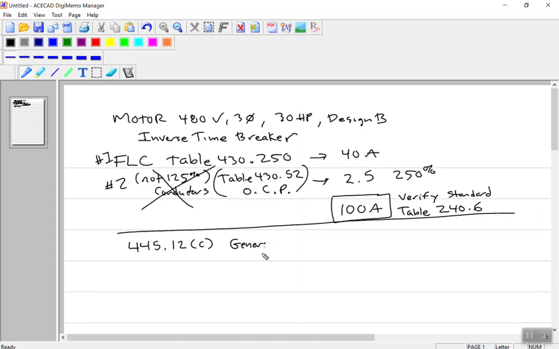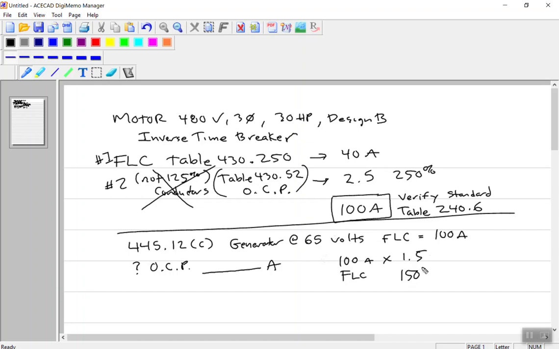A generator operating at, let's go ahead and put 65 volts, and it has an FLC of 100 amps. The question is, put a question mark there, what's the overcurrent protective device, the OCP, in amps? Well, shouldn't we just get our 100 amps from our FLC and multiply it by 1.5? That's our 150% that we just looked up. Multiply that out. That one we can definitely do in our head. 100 amps times 1.5 gives us 150 amperes.